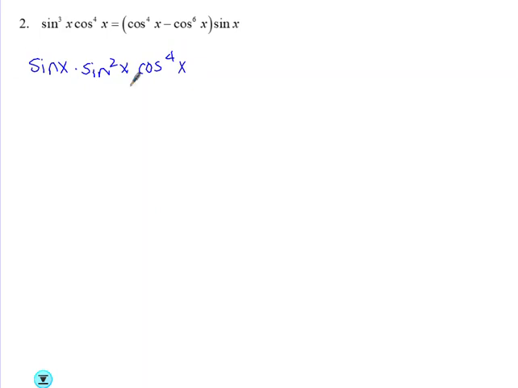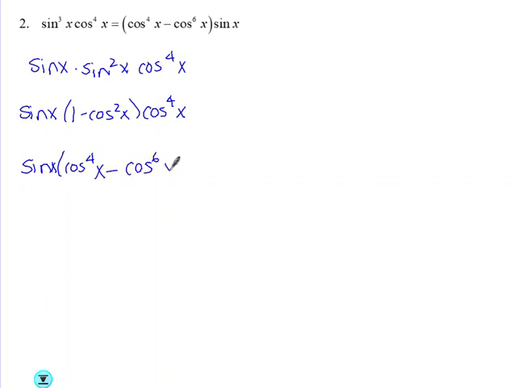By my Pythagorean identities, I know that sine squared of x is 1 minus cosine squared of x. Then I can go ahead and distribute the cosine to the fourth of x. And then I just switch this around because multiplication is commutative, and I have cosine to the fourth x minus cosine to the sixth x times sine of x.